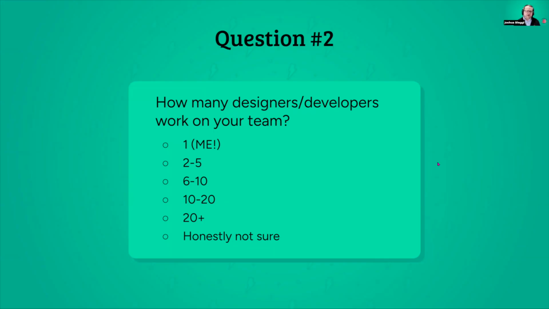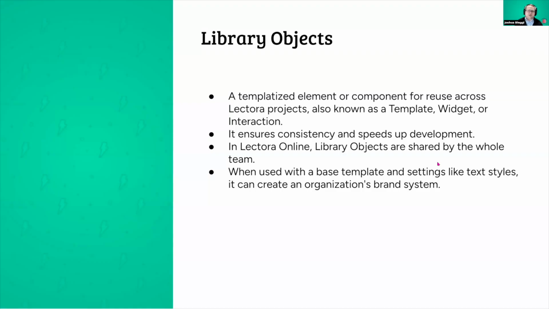So let's talk about what a library object is. A library object is a templatized element or component that can be reused across Lectora projects. It can also be known as a template or a widget, or sometimes just an interaction, but it's anything that's going to be templatized and reusable. You'll see that those can be broken down into different categories in just a little bit. Its main purpose is to ensure consistency and speed in your development process. So making sure everything looks cohesive and also gives you something where you can speed up your development versus having to rebuild everything every single time as you're building your projects.